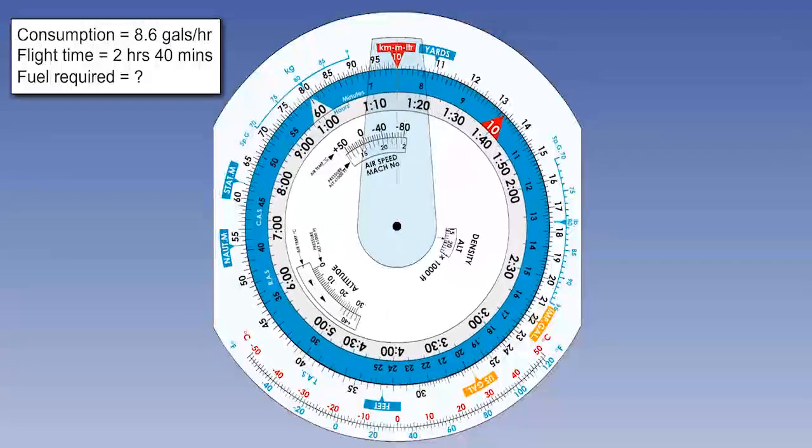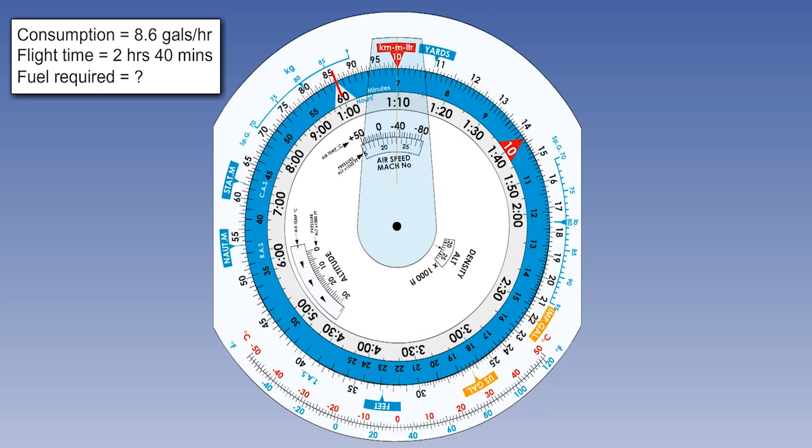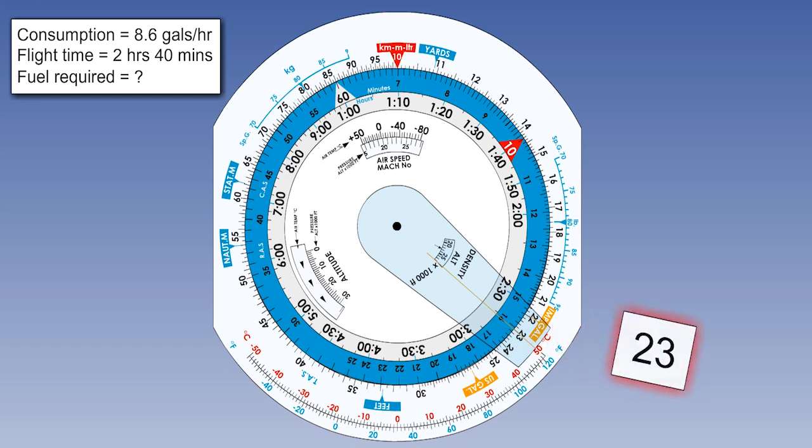Align the 60 index with 86, representing 8.6 gallons an hour, on the outer scale. Now align the cursor with 2 hours and 40 minutes on the white scale, 160 minutes on the inner scale, and read off 23 from the outer scale. Our approximate figure tells us that the correct answer must be 23 gallons.